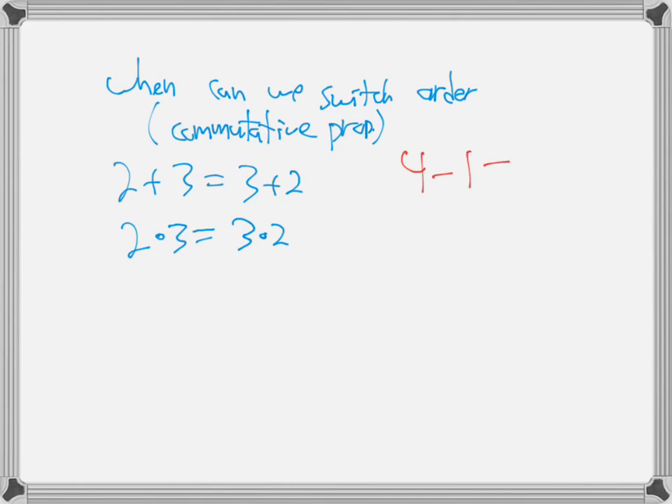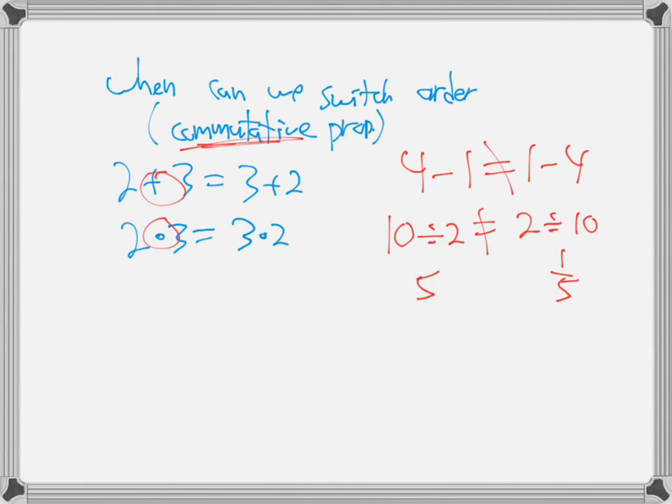If I go 4 minus 1, is that the same as 1 minus 4? No, clearly not. And if I go like 10 divided by 2, which is 5, is that the same as 2 divided by 10? No, that's 1/5, not the same. So for multiplying and adding, they're commutative. Subtraction and division are not commutative. That makes sense? All right, more of that to come.